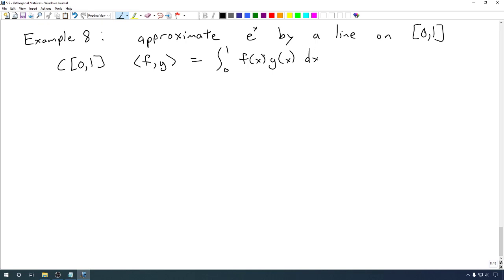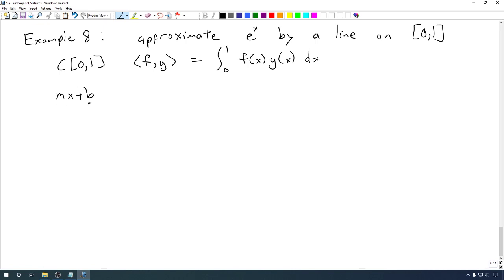And then we can actually solve the problem now. Until we have that inner product, it doesn't really work out too well. But what are we actually going to do? We want to approximate e of x by a line. So really what we're doing is looking at all the lines out there, so mx plus b type lines. And we want to project onto that subspace of C of 0, 1.